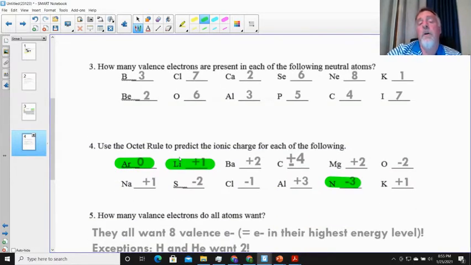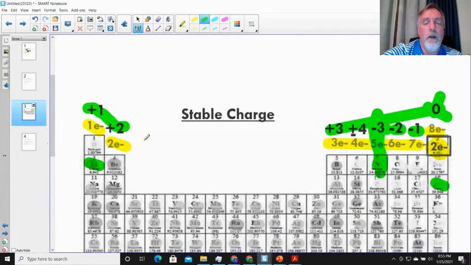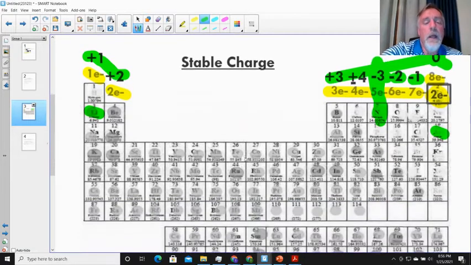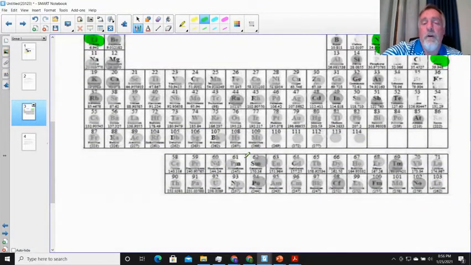Now, if you get really good, you don't even need to look at the top of the periodic table here. By knowing what I've highlighted here in yellow, how many valence electrons, you can back into the stable charge pretty easily, right? We just want to get to how many electrons it needs to gain or lose to get to 8 electrons in the outer shell. Okay. That's the end of our bell work for now, guys.